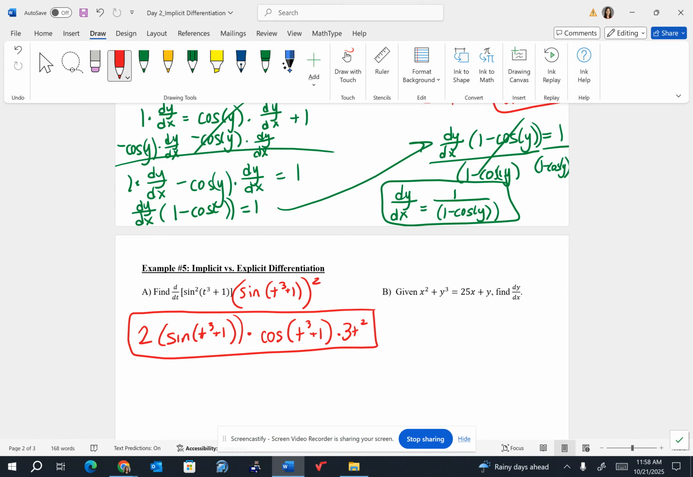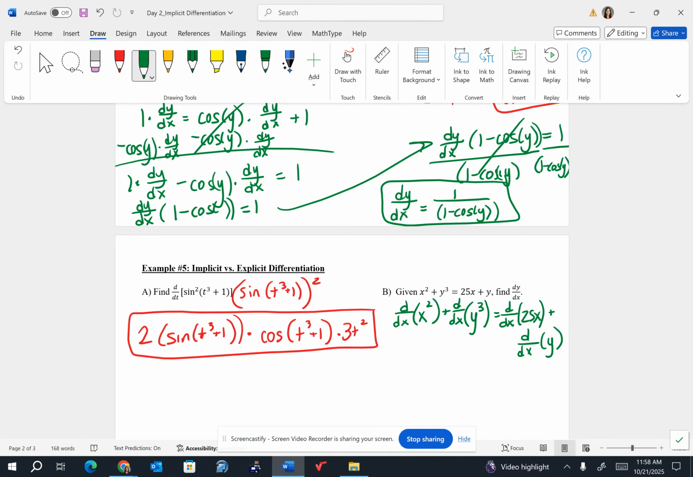So that's old stuff. I mean, not very old. We just basically learned it, but not the implicit differentiation. The difference in part B is there's two variables. So if we find dy/dx, we're finding the derivative with respect to x, but there's a y in there also. So we need to find the derivative of each term. So I'm going to put my notation in there where I say find the derivative of x squared, find the derivative of y cubed, find the derivative of 25x, and find the derivative of y.